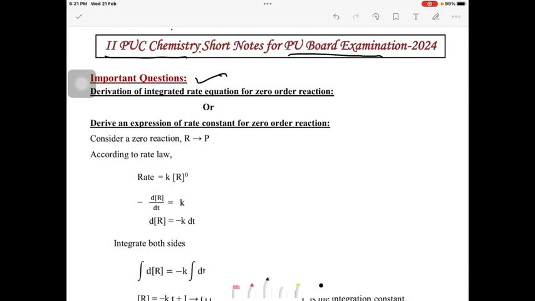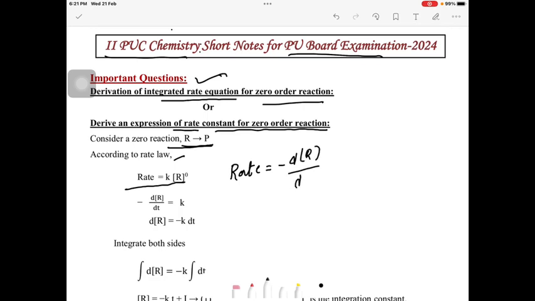First one, derivation of the integrated rate equation for a zero order reaction, or derive an expression of the rate constant for a zero order reaction. Consider a zero order reaction, reactant gives rise to product. According to the rate law, rate is equal to k into [R]^0. Another one, rate is equal to minus d[R]/dt. Here [R]^0 is equal to 1. That's why rate is equal to k.